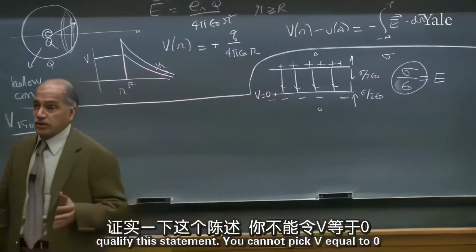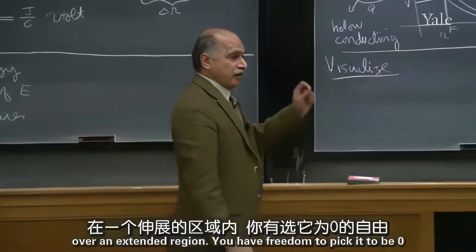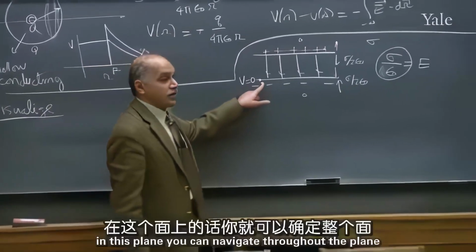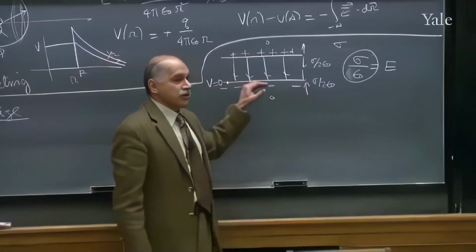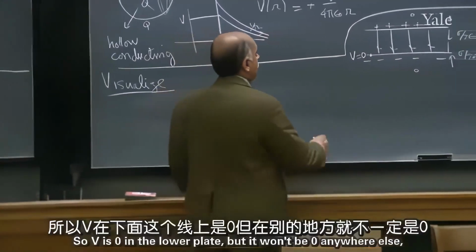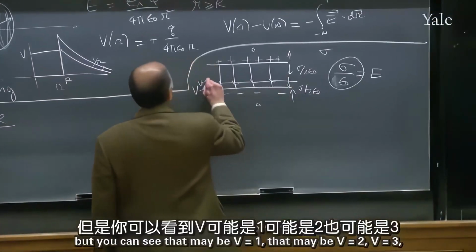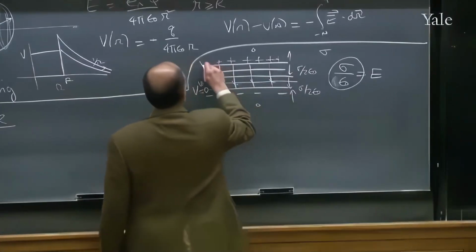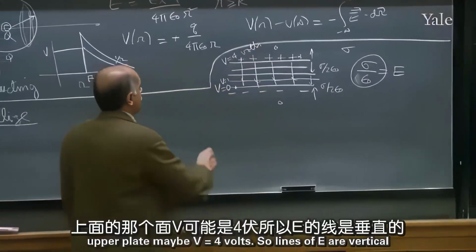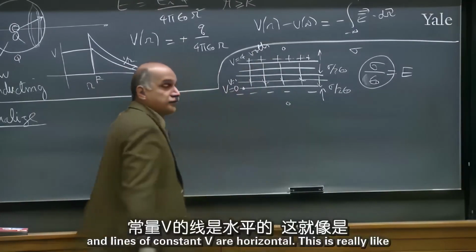Yeah, so I should qualify this statement. You cannot pick V equal to 0 over an extended region. You have freedom to pick it to be 0 at one point. But I'm telling you, if you pick the one point in this plane, you can navigate throughout the plane without changing V because you move perpendicular to E. So V is 0 on the lower plate, but it won't be 0 anywhere else. But you can see that maybe V equals 1, that may be V equals 2, V equals 3. Upper plate may be V equals 4 volts. So lines of E are vertical and lines of constant V are horizontal.